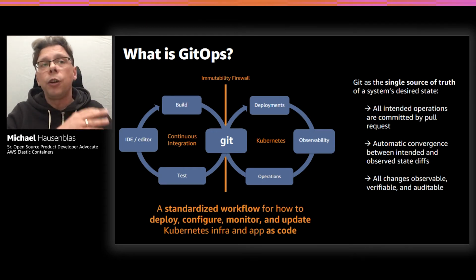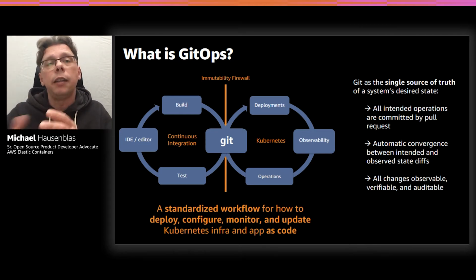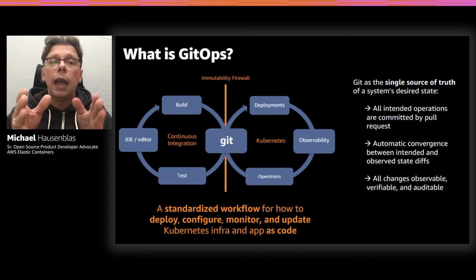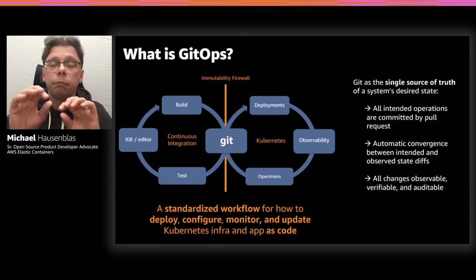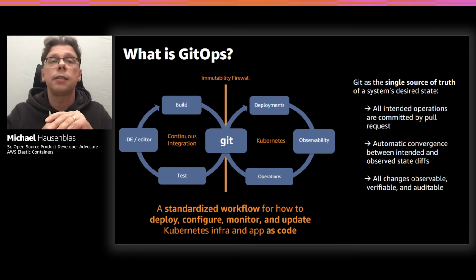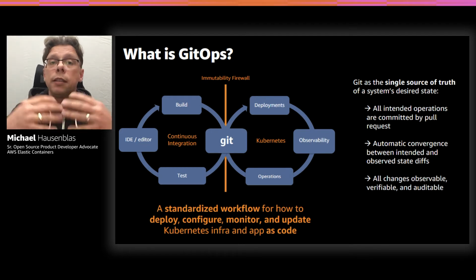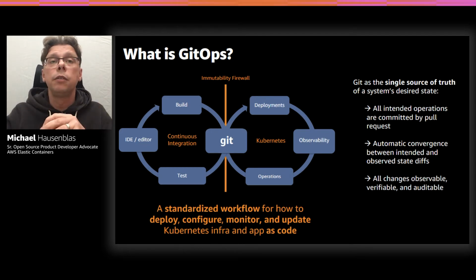On the one hand, the continuous integration, usually done by developers, and on the other hand, the deployment part. And you have a standardized workflow for everything end to end. And with Git, you have the place where all your cluster state, application state is captured and approved, and it's observable and auditable, which is super important for these regulated environments.